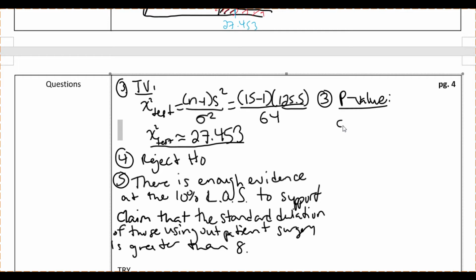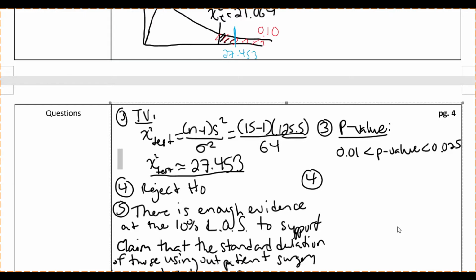So the p-value is between 0.01 and 0.025. Alright, so we got our p-value. So now we can make a decision. If the p-value is between 0.01 and 0.025, and we want to compare it to the alpha, remember that the alpha is 0.10, so this is clearly less than 0.10. So this means that the p-value is less than 0.10, which is our alpha, so this means we reject. If it's less than or equal to, we reject. So step 5 will be the same.